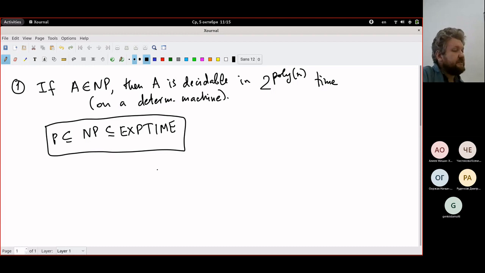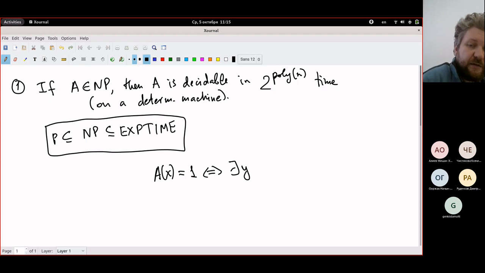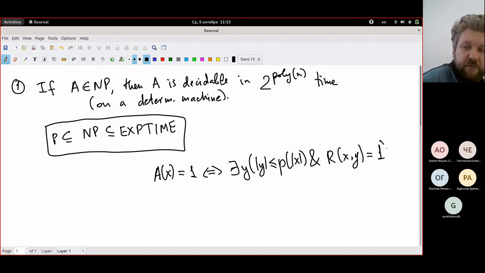These are more exercises for understanding what's happening in the course. So, what is NP? Problem A: A of X is yes if and only if there exists a Y such that the length of Y is bounded by a polynomial of the length of X, and R of XY equals 1, where R is a polynomially solvable relation. How can you find out whether there exists such a Y? You need to make this algorithm deterministic, make it independent from Y. How do you do it?